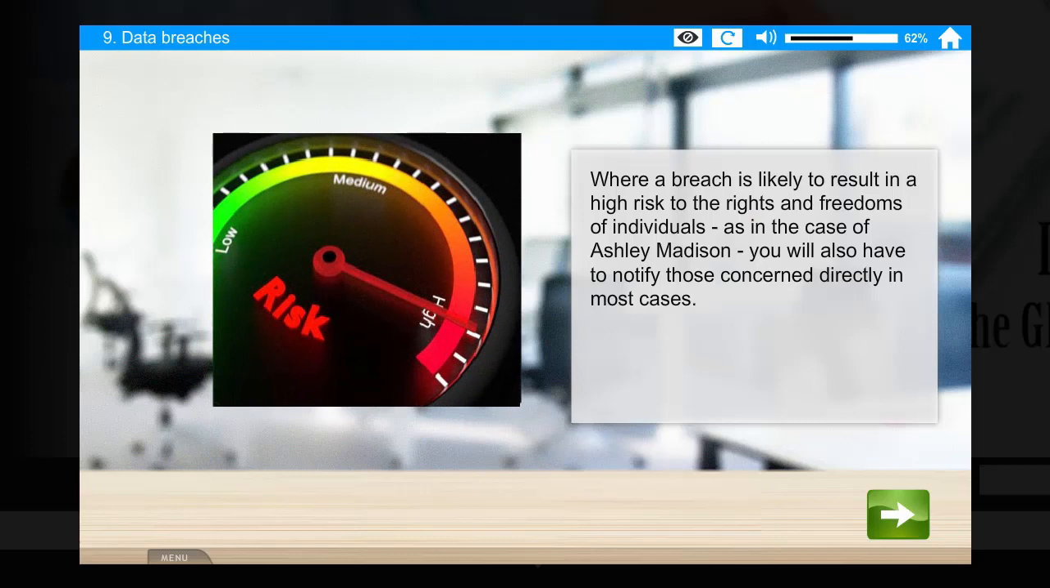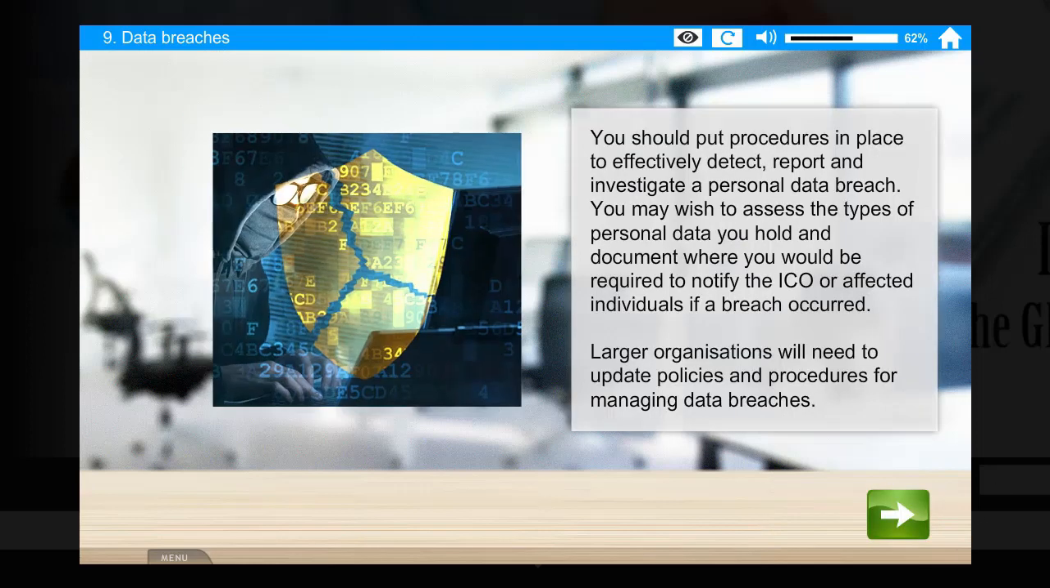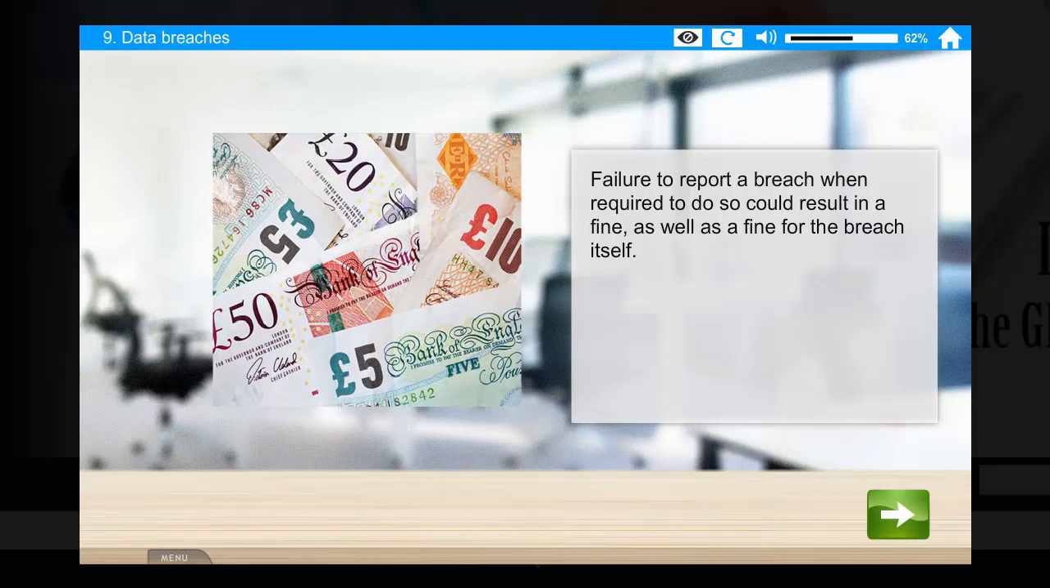Where a breach is likely to result in a high risk to the rights and freedoms of individuals, as in the case of Ashley Madison, you will also have to notify those concerned directly in most cases. You should put procedures in place to effectively detect, report and investigate a personal data breach. You may wish to assess the types of personal data you hold and document where it would be required to notify the ICO or affected individuals if a breach occurred. Large organisations will need to update policies and procedures for managing data breaches. Failure to report a breach when required to do so can result in a fine, as well as a fine for the breach itself.